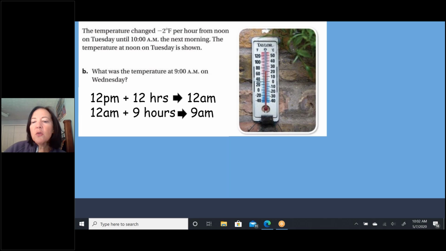And we know for each of those hours, the temperature went down 2 degrees. So think about the kind of problem you're going to be writing here. Think about your number sentence. We're going to start off at positive 20 degrees, and then 21 hours passed, and in each of those 21 hours, the temperature fell 2 degrees. That's our ending point. See if you can solve it now.